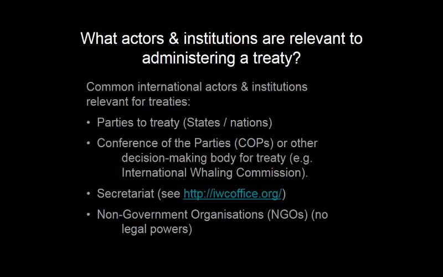So let's just unpack that a bit, because as I say, this convention I really wanted to look at to understand some fundamentals. So let's unpack who's an actor, for instance, in this. So, actors and institutions that are relevant to administering a treaty. The common international actors and institutions relevant for treaties are the parties to the treaty. So the parties are just the national governments that have signed up to it. So the states or nations.